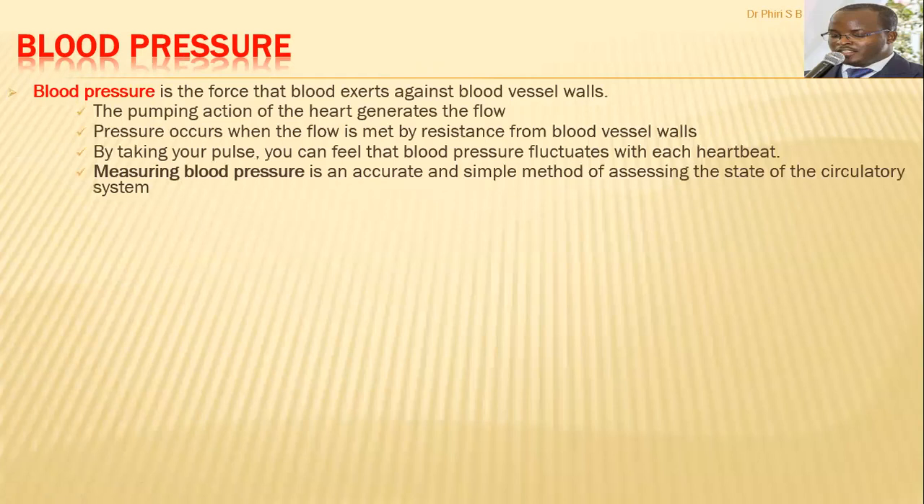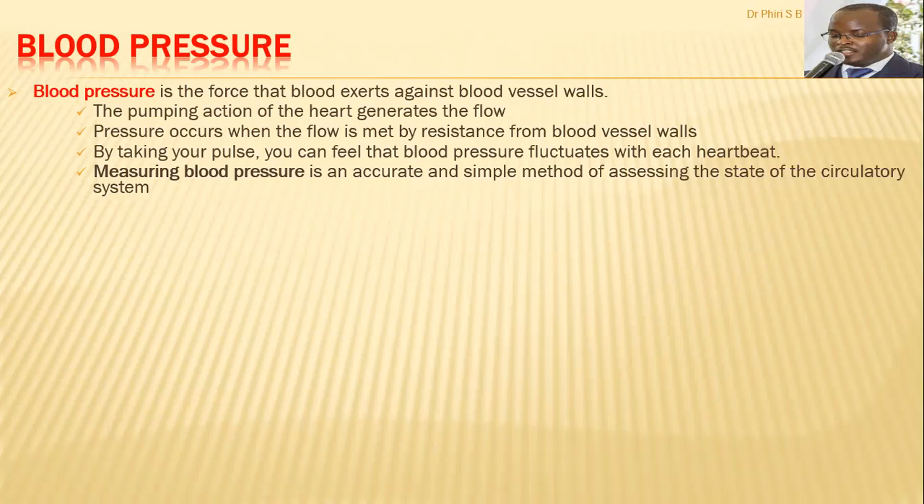When the heart is contracting and ejecting blood into the aorta, that is going to create a pressure in the arteries. So the pressure that is exerted by blood against the walls of the cardiovascular system is referred to as blood pressure. That pressure is the force that blood exerts against blood vessel walls. This is due to the pumping action of the heart.